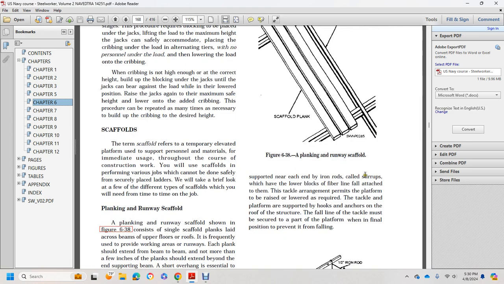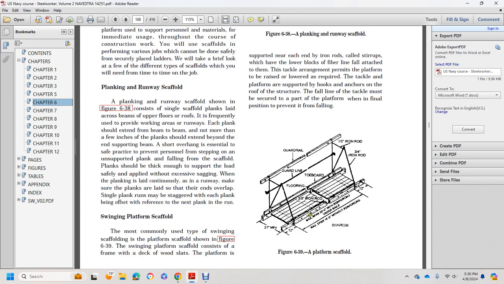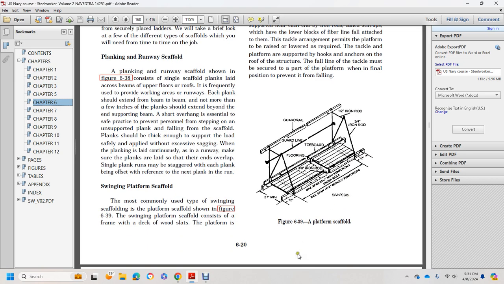The platform is supported near each end by an iron rod called a stirrup, which holds the lower block of the fiber line fall attached to the tackle arrangement. The tackle permits the platform to be raised and lowered as required. The tackle is supported by hooks with anchors on the roof of the structure. The fall of the line of the tackle must be secured to part of the platform when in final position, to prevent it from falling. The platform scaffold shows the guardrail, flooring, toe board, and iron rod.